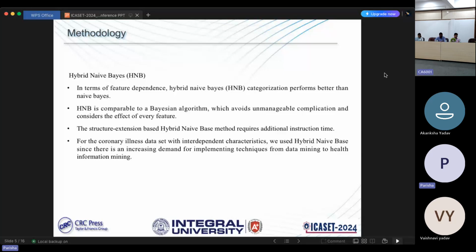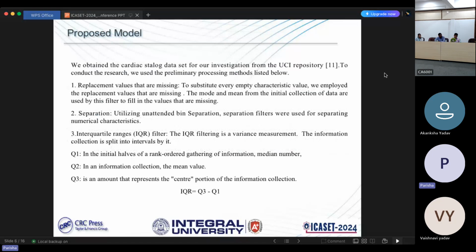And for the coronary illness data set with interdependent characteristics, we use hybrid naive-Bayes since there is an increasing demand for implementing techniques from data mining to health information mining. Next, we have the proposed model. So we obtained the cardiac STELOG data set for our investigation from the UCI repository.